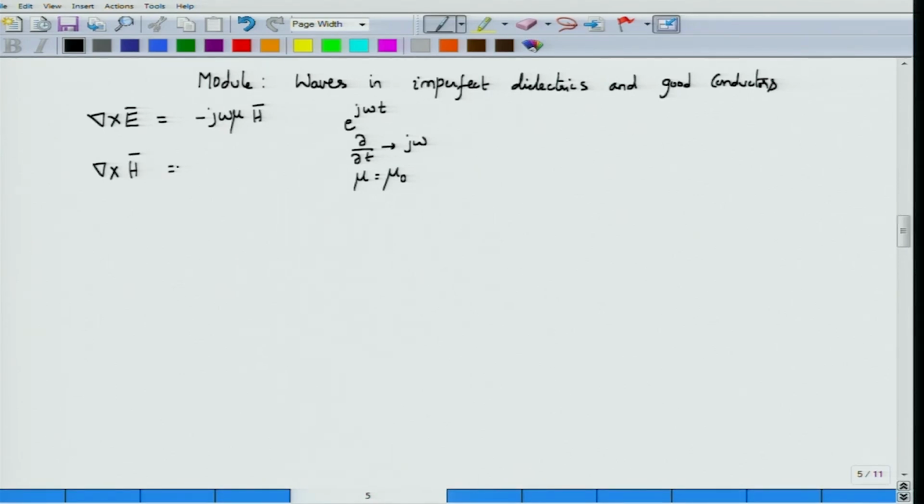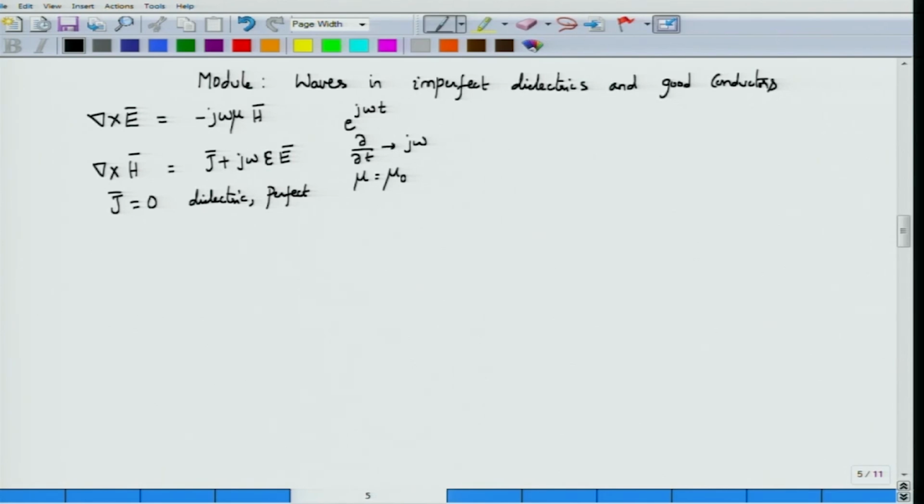Then what happens to Ampere-Maxwell law? Ampere-Maxwell law is curl of H equal to J plus j omega epsilon E. Now in the case of lossless wave propagation, that is propagation inside a lossless material or a perfect dielectric, we assume J is equal to 0. So J is equal to 0 for a perfect dielectric, because there was no possibility of having any free conduction charges that would constitute a conduction current density J.